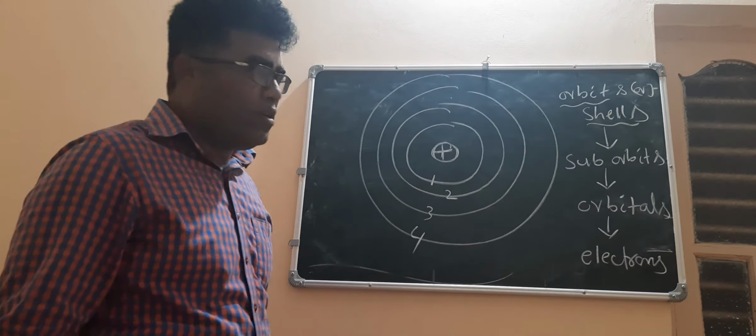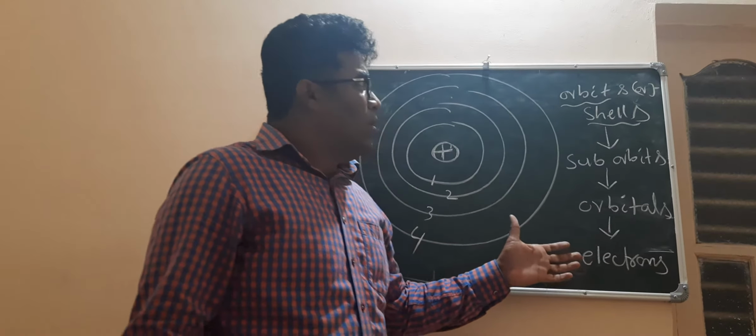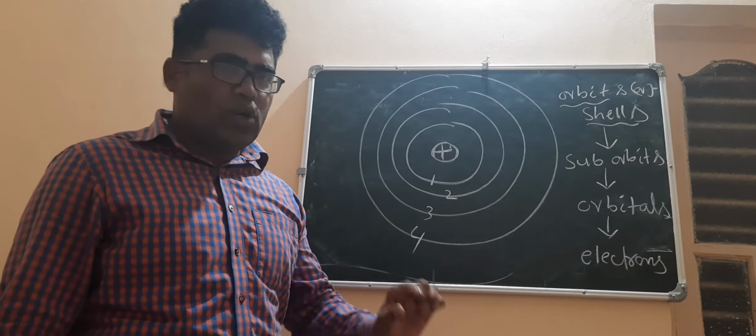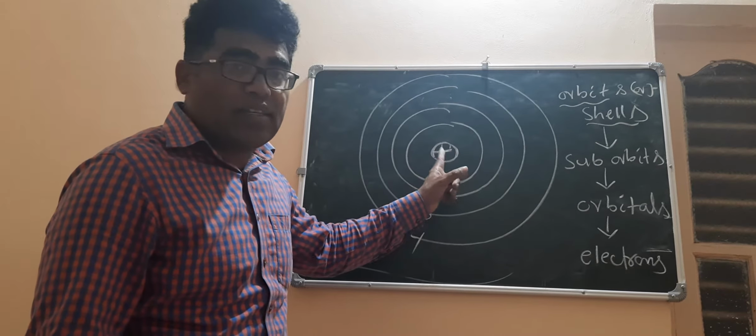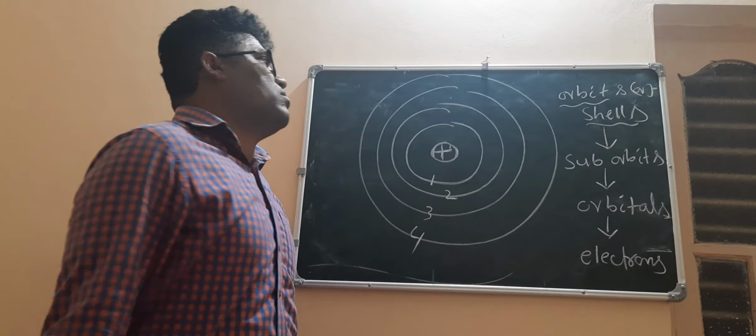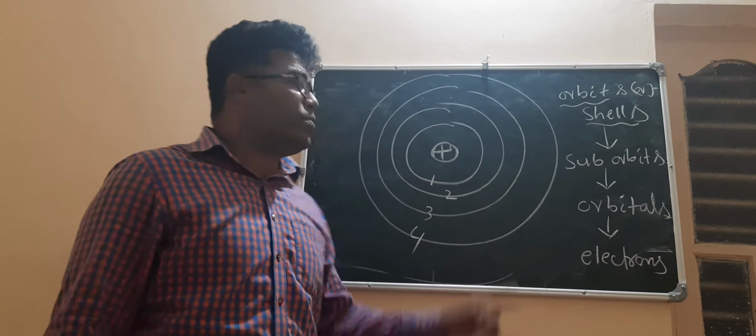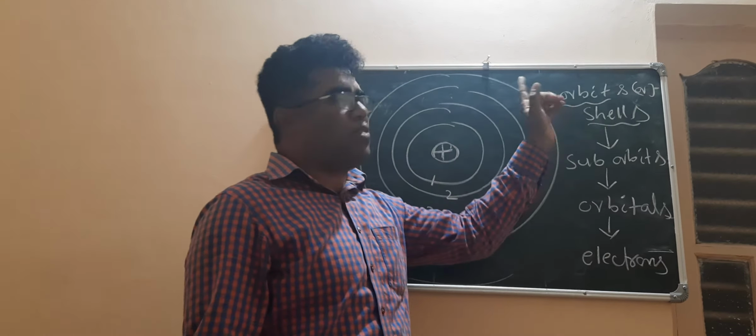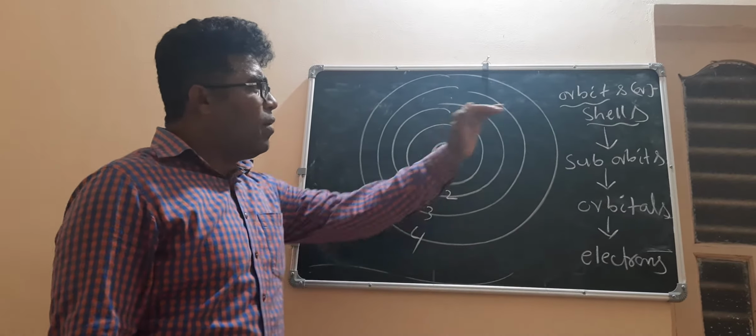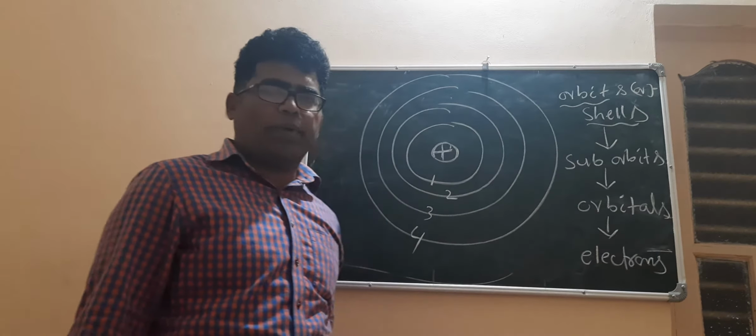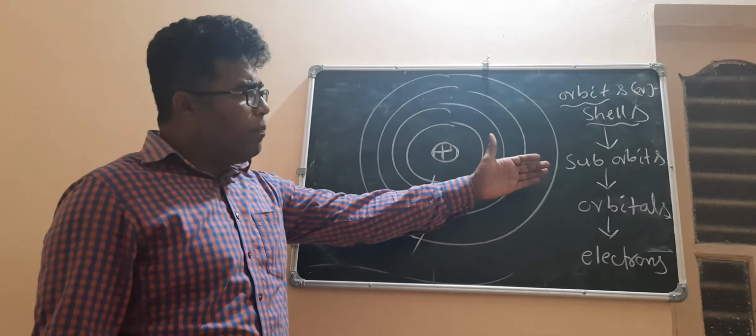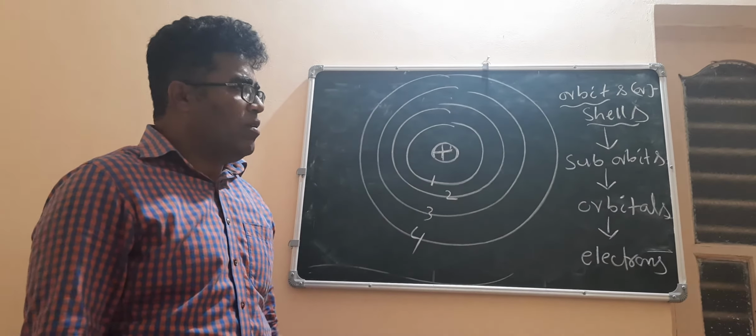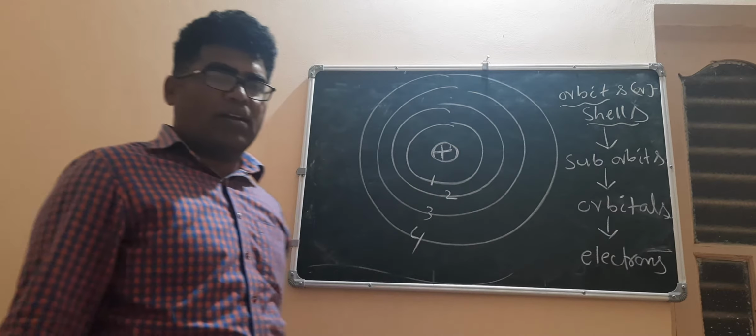So once again, you follow this order. In a spherical shaped atom, at the center a nucleus is present. A nucleus contains protons and neutrons. Around the nucleus, what are present? Orbits or shells. Orbits or shells again contain suborbits. Suborbits or subshells again contain orbitals. Orbitals again contain electrons.